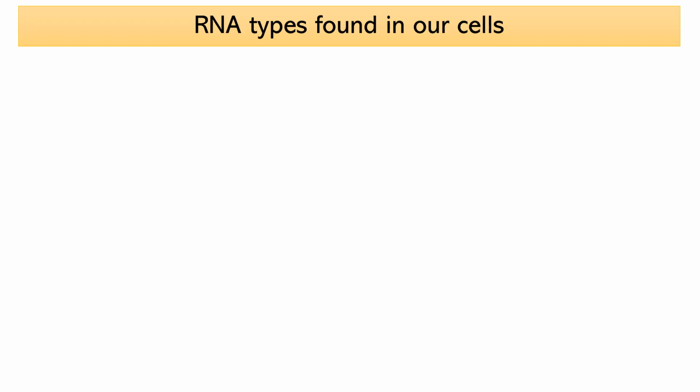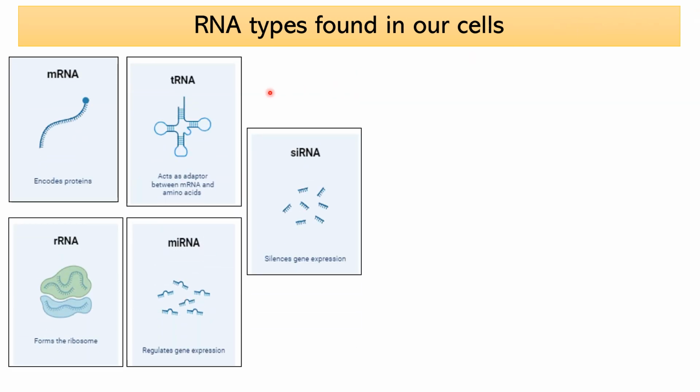In our last video we showed how RNAs are synthesized. If you want to check that, you can just click on the link that will appear here. Just to make a quick recap, we have different types of RNAs: messenger RNA, transfer RNA, small interfering RNA, microRNA, and ribosomal RNA. And every one of them has a different function.